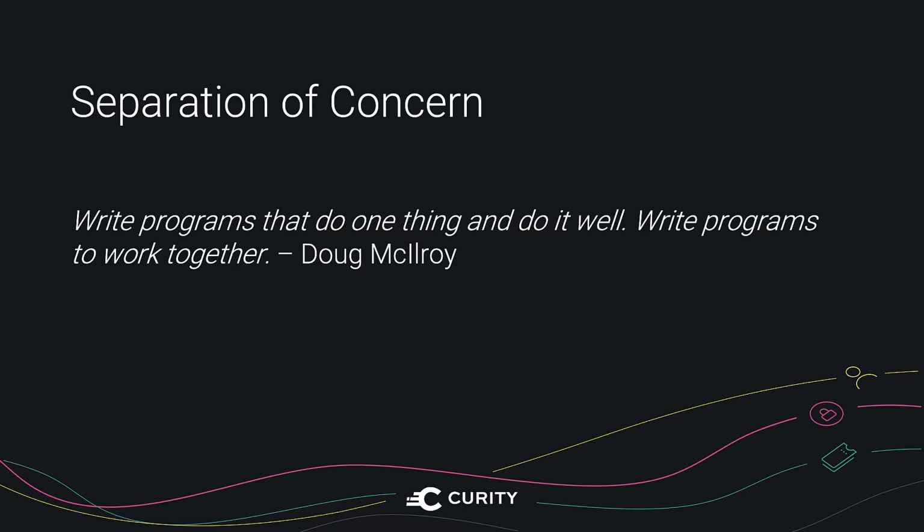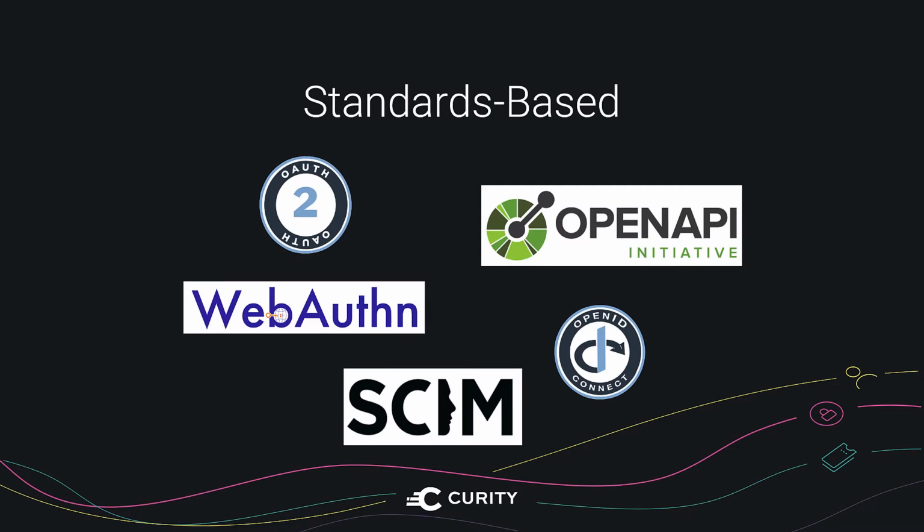Separation of concern comes from the Unix philosophy. As Doug McIlroy said, write programs that do one thing and do it well. Write programs to work together. You want each part of your security architecture to be focused on just one concrete problem. Thanks to that, you can have a greater level of certainty that a component does its job well and has no security flaws. The services making up the larger component must, of course, exchange information.